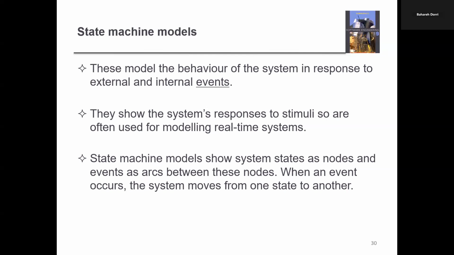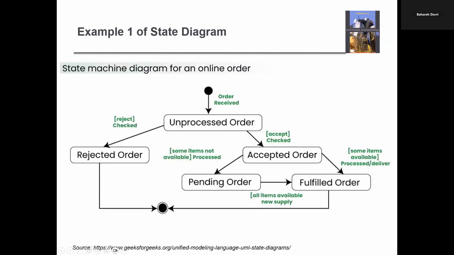So this is a powerful way to show the flow of control, and we will use this approach whenever we want to reason about system behavior over time. Now let's take a look at this state machine diagram that models the behavior of an online order system. We start with an initial state shown here by the black circle. When an order is received, the system transitions into the unprocessed order state.